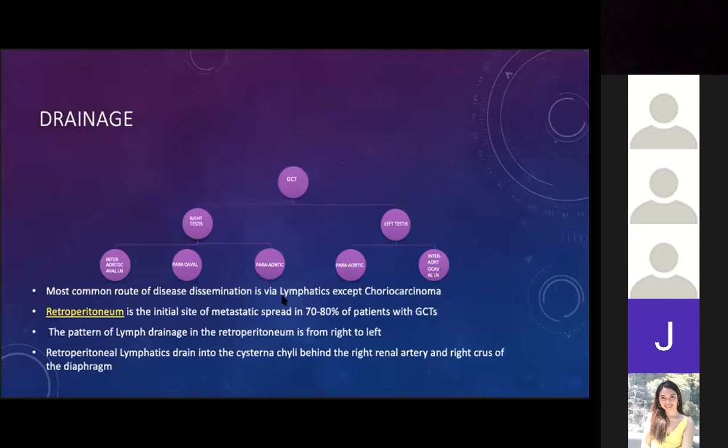So the most common route of disease dissemination is via lymphatics, except for choriocarcinoma, which is via hematogenous spread. Retroperitoneum is the initial site of metastatic spread in 70 to 80% of patients with GCTs. And the pattern of lymph drainage in the retroperitoneum is from right to left, and retroperitoneal lymphatics drain into the cisterna chyli behind the right renal artery and right crus of the diaphragm.